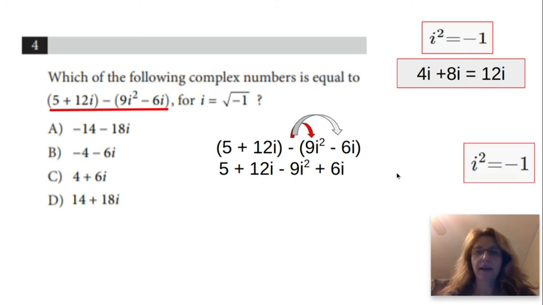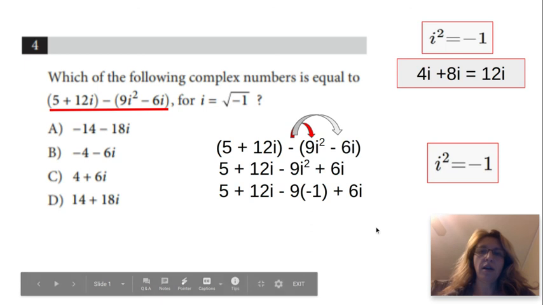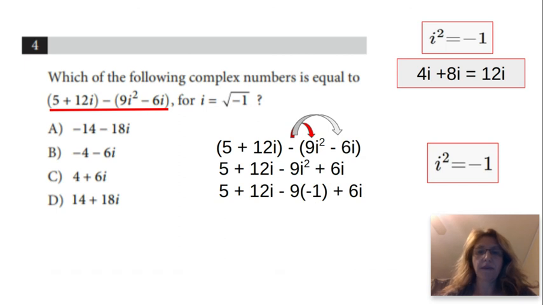Here comes the one thing I have to remember, that the i squared has to be replaced with -1 when I'm simplifying complex number expressions. So that leads me to the next line. Note here, instead of i squared, I plugged in -1. That's part of my simplification process. -1 times -9 is going to be +9, so here I am.